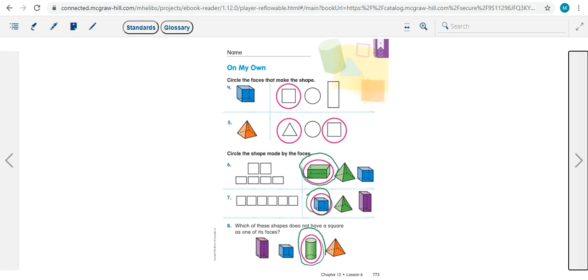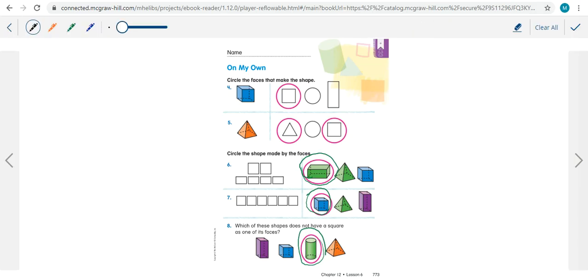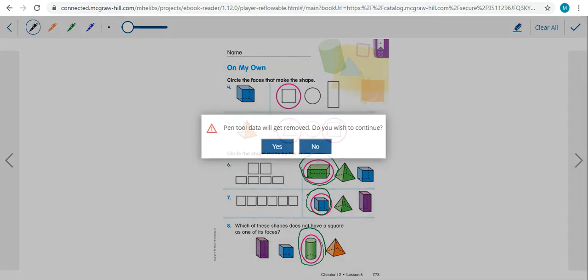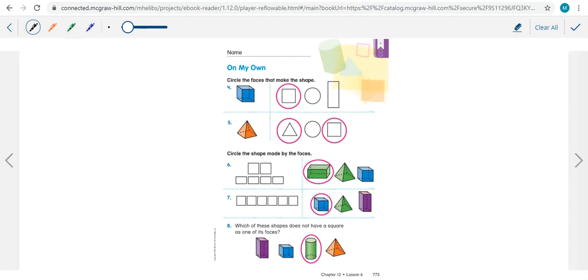Circle the faces that make the shape. Now, what is the shape that makes a cube? Remember, it's a square. How about a pyramid? A pyramid, we use triangle and also a square. Now, circle the shape made by the faces. Remember that a rectangular prism is made by 2 squares and 4 rectangles. So you need to circle the first one. Okay? Now, number 7. 6 squares make a cube. So circle the first one.